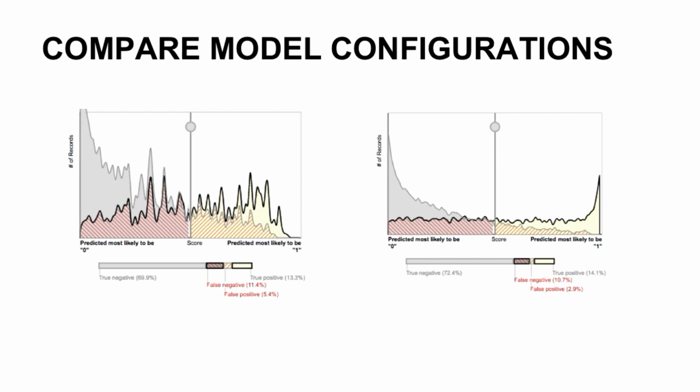So an example of that are these two model evaluation graphs, which are pulling from the same data source. They have a different recipe, and they have different properties. They have different numbers of false negatives and false positives. And the model on the left is far more noisy than the model on the right.